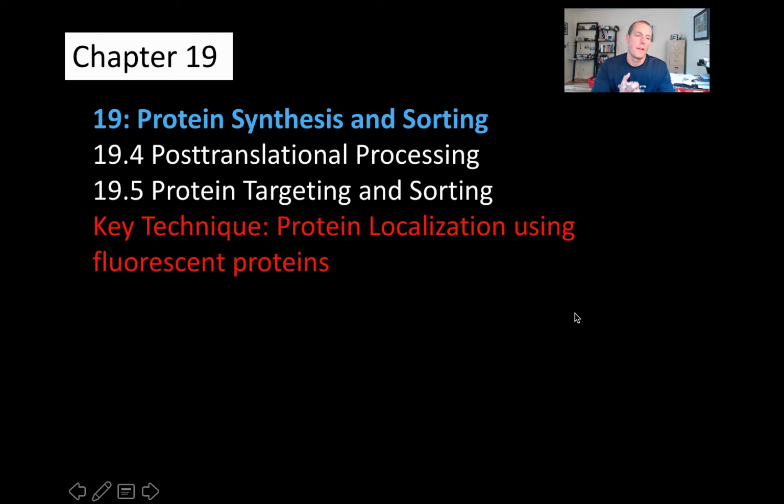Welcome back with the end of chapter 19, and what I want to look at here is the neat technique which lets you look to see where proteins are localized in cells, which obviously is useful because where they are gives you some information about the function, and how you can do that using fluorescent protein tags. We're talking mainly about green fluorescent protein, but there is red fluorescent protein and yellow fluorescent protein, and some variations on this stuff.